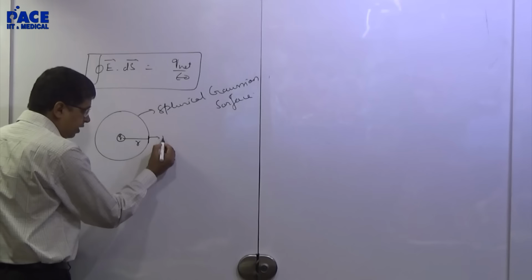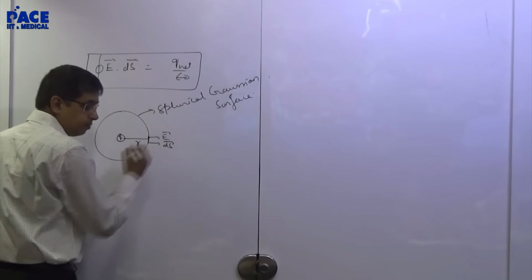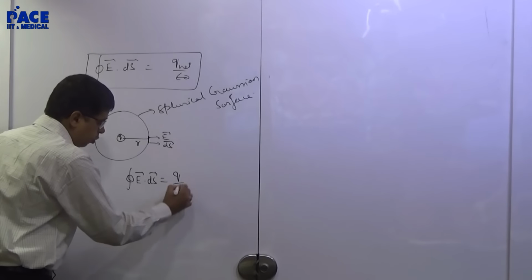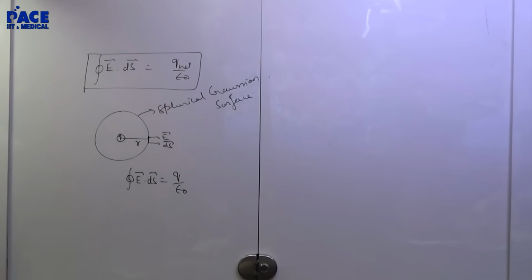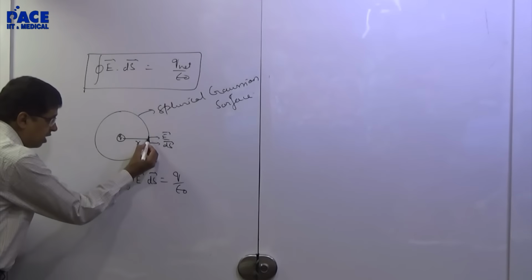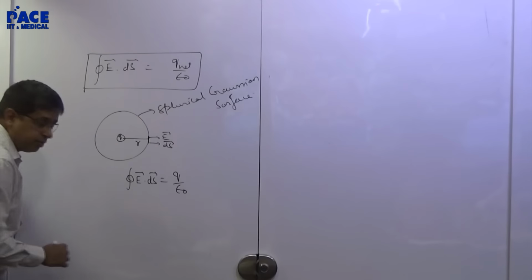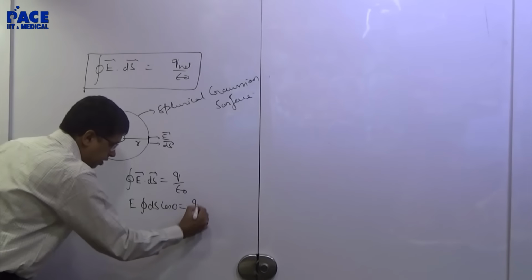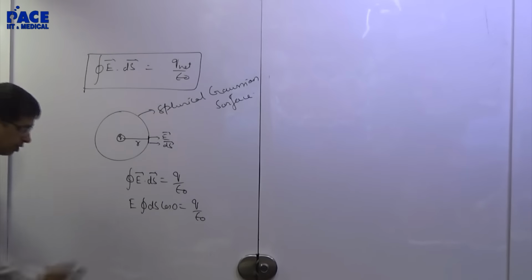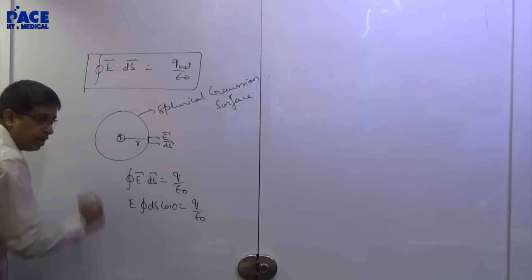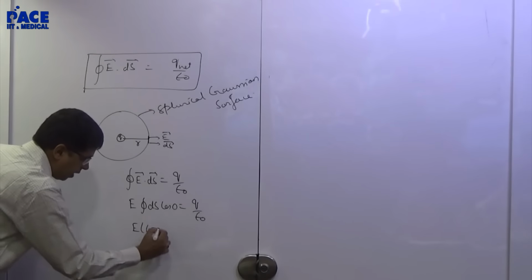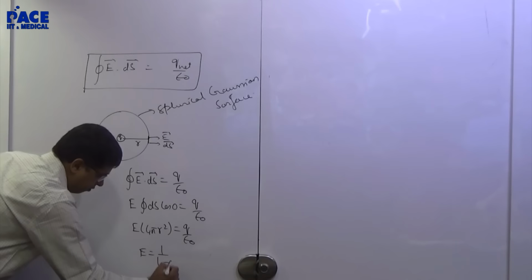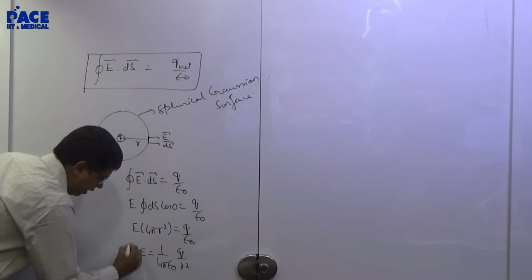I took a small area, that is field and ds. Closed integral E dot ds will be q by epsilon naught. This is what your Gauss law told you. E and ds are parallel all throughout this surface, so you will write E ds cos 0 is q by epsilon naught. Closed integral ds for a spherical surface is 4 pi r square. So the field will be 1 by 4 pi epsilon naught q by r square.